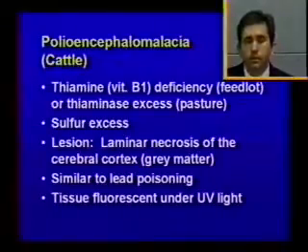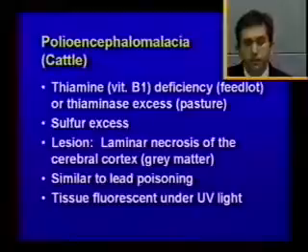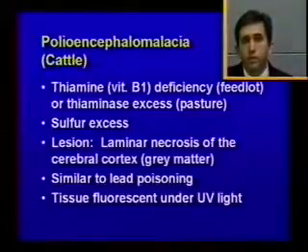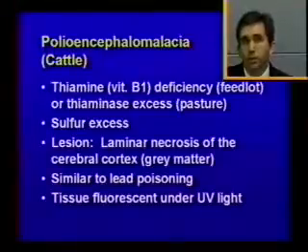However, thiamine levels in the feed are only a part of this disease process, because it has recently been shown that a sulfur excess can also contribute to this condition, even when thiamine levels in the diet are relatively normal. So excessive sulfur in the presence of relatively normal thiamine can also result in polioencephalomalacia in cattle.